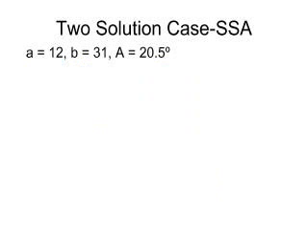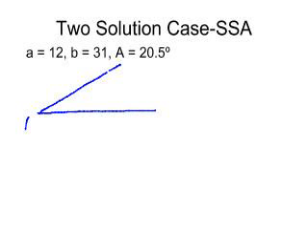Now the next solution case. Here again I have side A and angle A. I told you in class that I want you to draw this out so that angle A is in the lower left-hand corner. So I'm going to draw it right here. This is A, and the measure of A is 20.5. The side opposite is side A, so this length here is going to be 12. And the other given side I want you to put up over here on the left-hand side. So this side here will be 31.